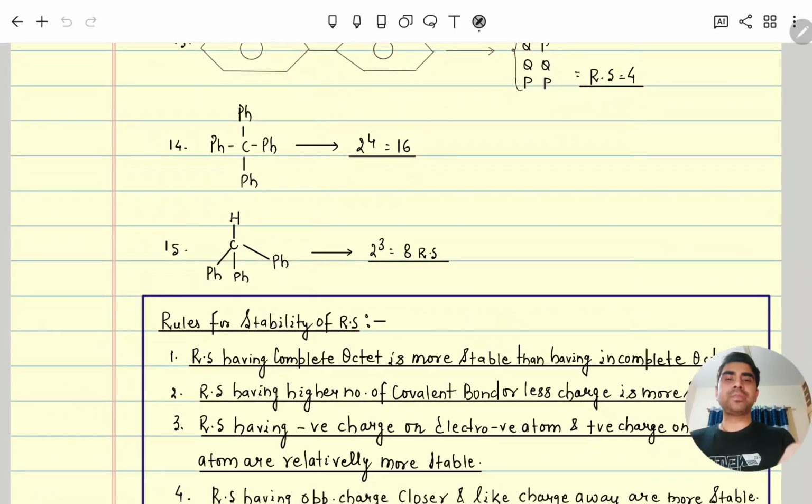Similarly you can see here also 2, here also 2, here also 2, here also 2. So total 2 to the 4. Like here 2 to the power 2, so total 4. Similarly here 2 to the power 4, 16. Similarly here 2 to the power 3, 8.